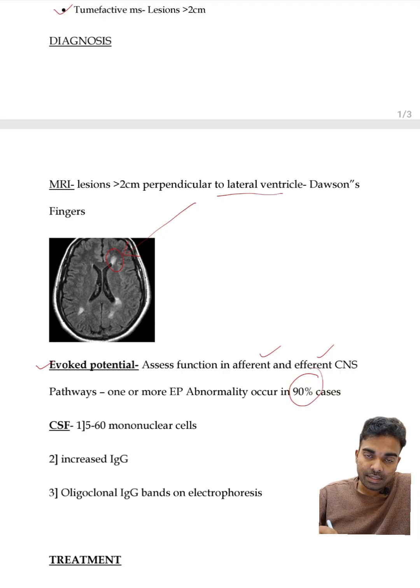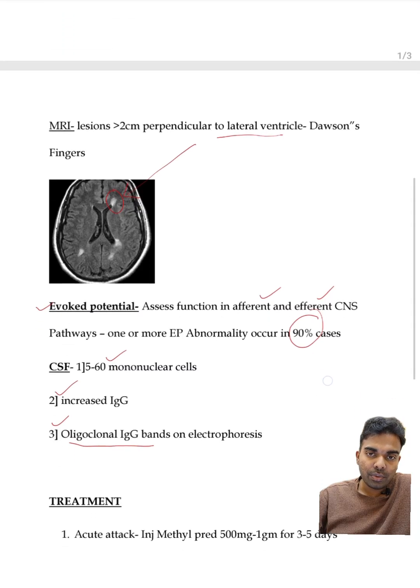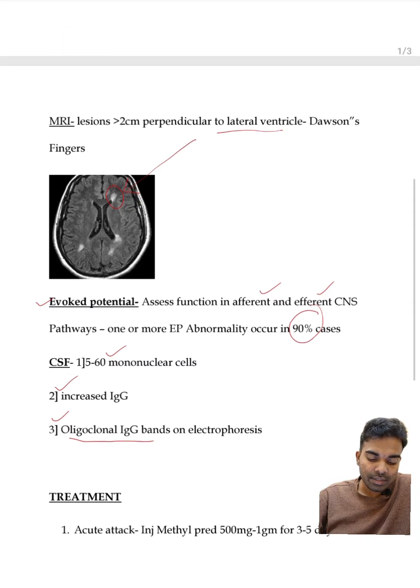If you do CSF studies, you can see 5 to 60 mononuclear cells, that is called mononuclear pleocytosis, and increased IgG in the CSF. If you do a protein electrophoresis, you can see oligoclonal IgG bands. You have to get at least 2 or more discrete oligoclonal bands.